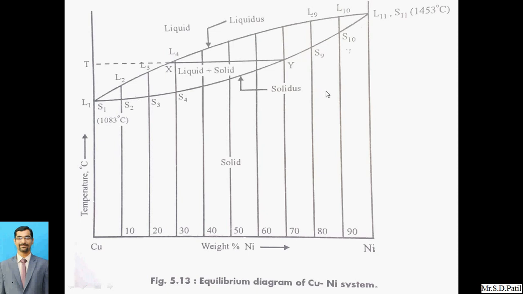At a temperature such as T, the average composition of the existing liquid is given by the point X. Whatever the point X you can see here, this is the average composition of the existing liquid, and the average composition of the existing solid is indicated at the point Y. So X to Y will be a line. I think it has been clear to you.